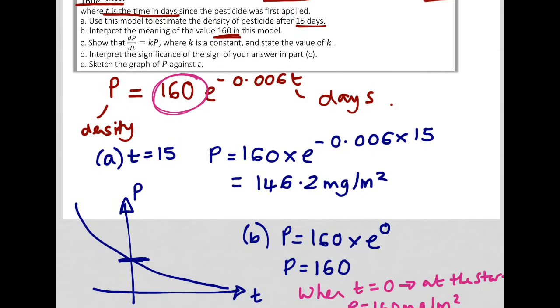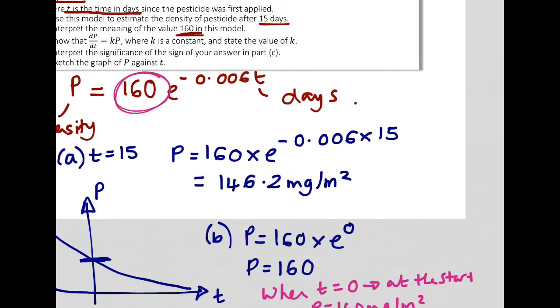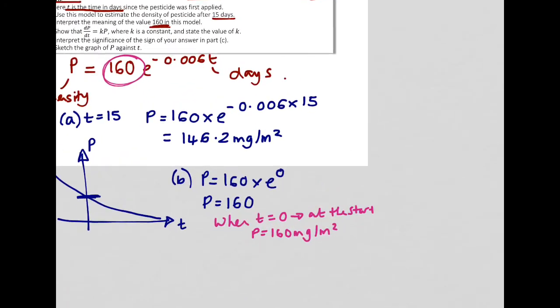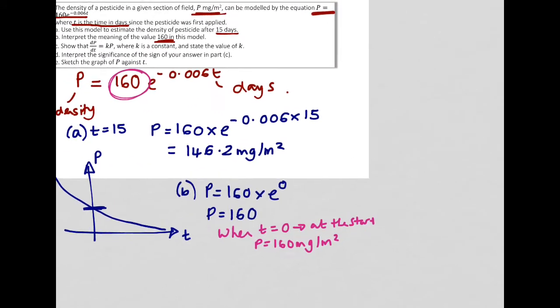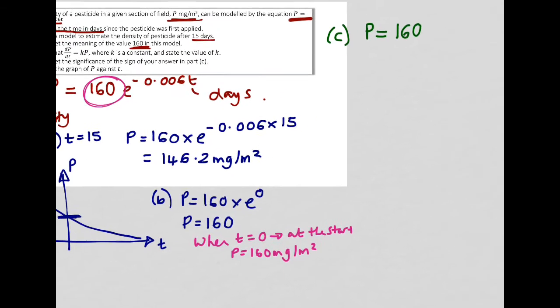So part C says show that dp by dt, so differentiating density with respect to time, is equal to kp. So I'm going to move across for part C over here. And for part C, I think I'll pick a different colour. I'm just going to write my function out again because I like things to be clear.